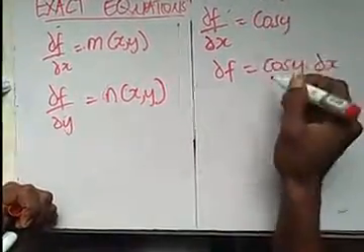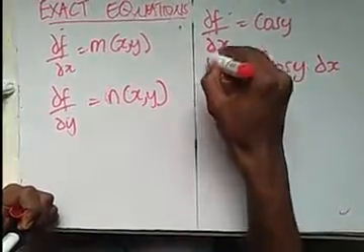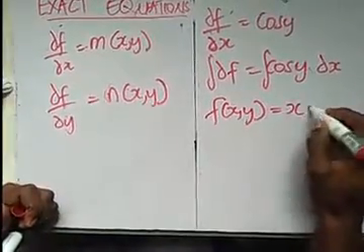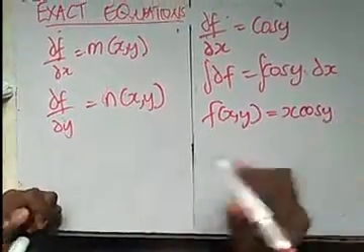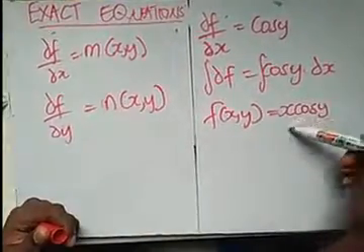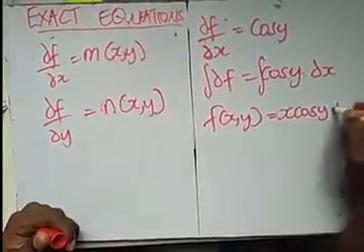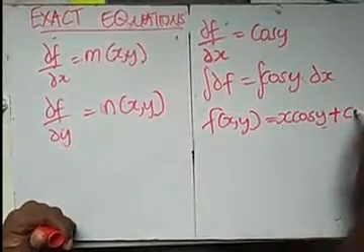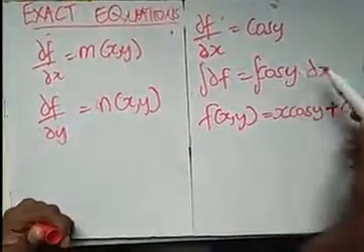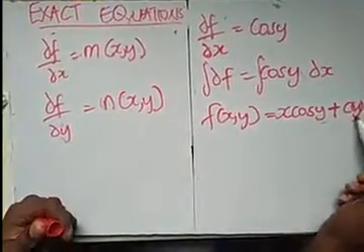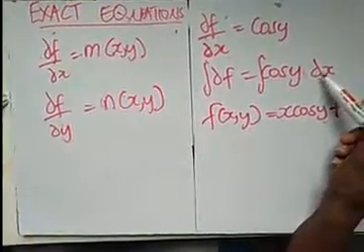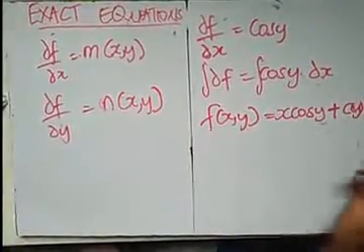So we introduce our integral sign to the equation. Integrating, we obtain f as a function of x and y equals x cos y. If you integrate cos y with respect to x, we obtain x cos y. Then you attach a constant with respect to y. So when you're integrating with respect to x, you add a constant with respect to y. When you're integrating with respect to y, you add a constant with respect to x. So that's it for this one.